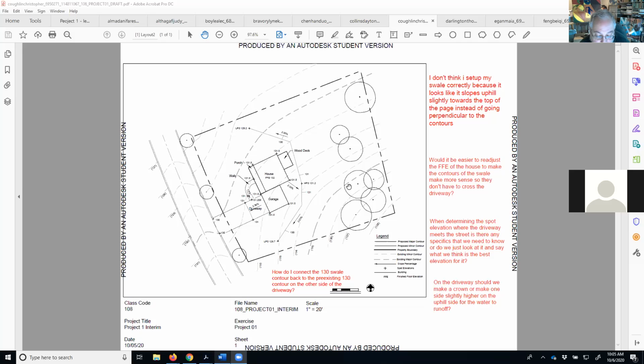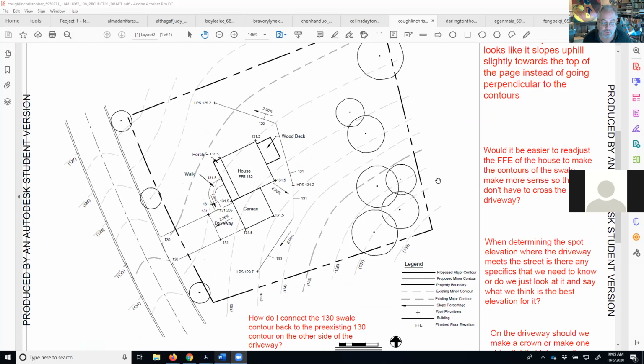No, I think your swale is not far off at all. You're going to have one side of the swale coming down here, and the other side of the swale probably coming down there. I'm not sure that you need to go out that far. You certainly can. I don't see a problem with what you've got there.